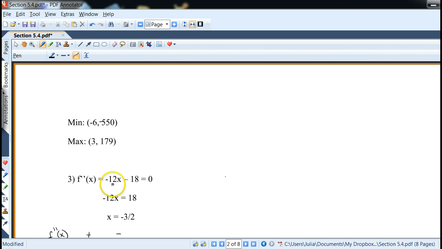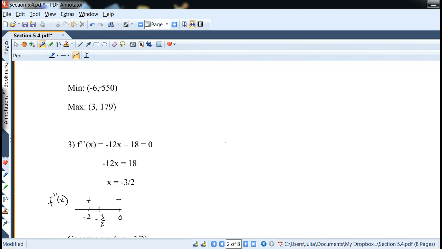Second derivative happens to be negative 12x minus 18. We can move that to the other side. So I'm getting x equals negative 3 halves. We can test that with a second derivative. I picked something easy, like negative 2 and 0 to the right of it. I'm plugging into the second derivative. So negative 2 times negative 12, that's 24 minus 18 will give us positive. And then 0 will give us negative 18, which is negative.